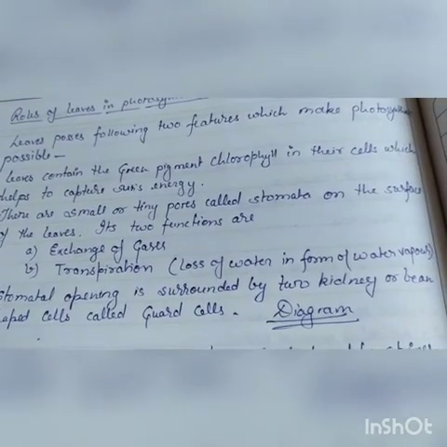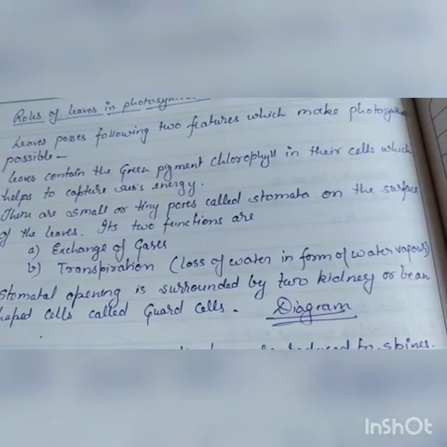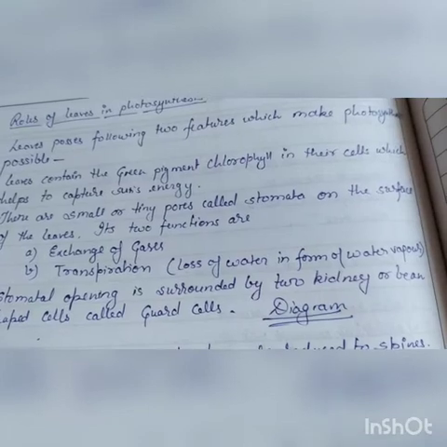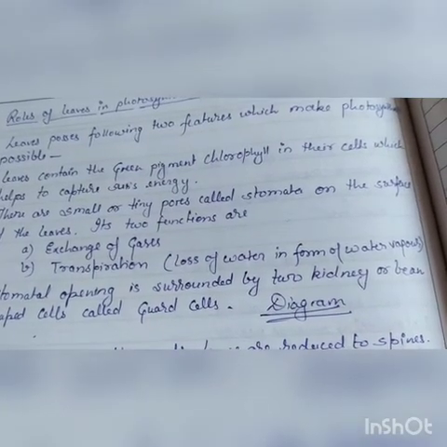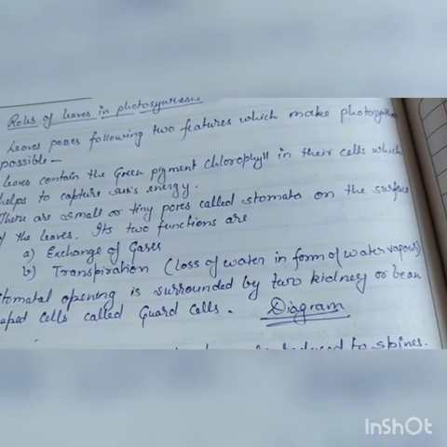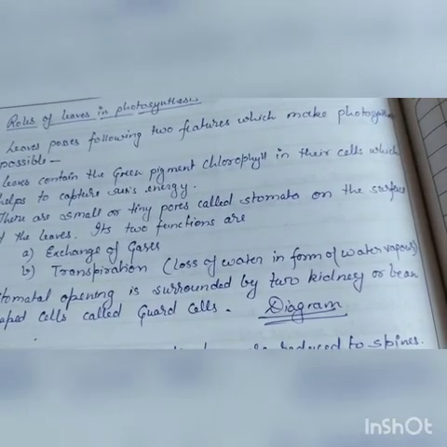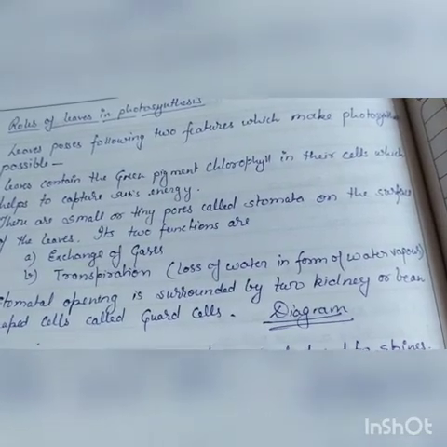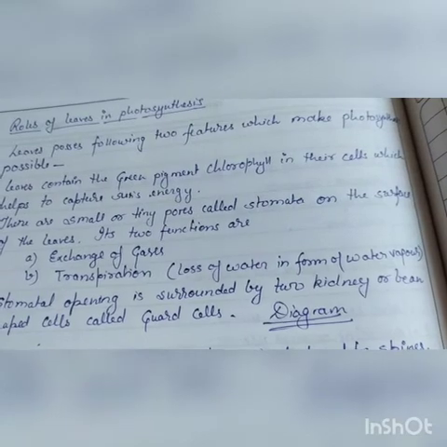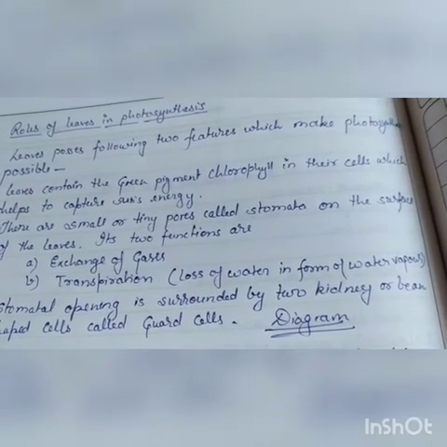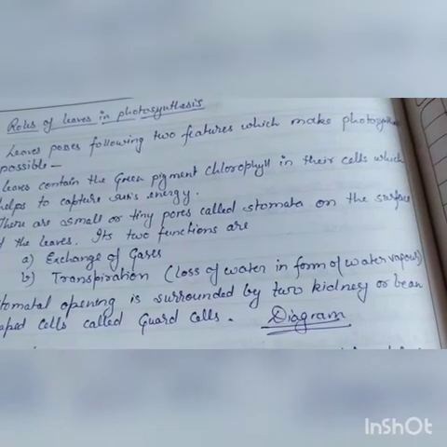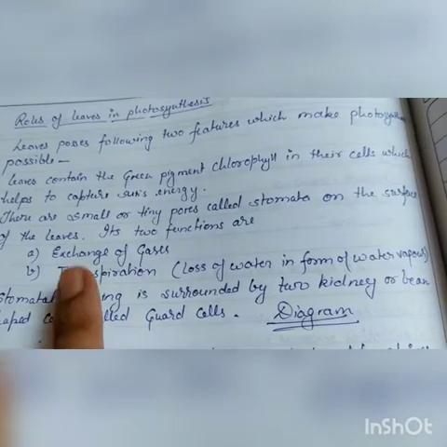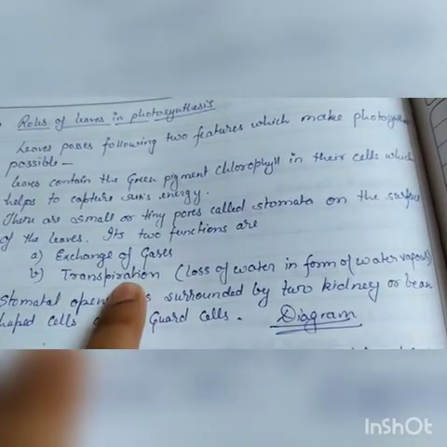And the second one is there are some small or tiny pores called stomata on the surface of the leaves. Through the stomata, what happens? Carbon dioxide from the atmosphere enters the leaves, and oxygen as a byproduct of photosynthesis, along with water, goes out of the leaves through these stomata. So stomata is a very important part. I will show you the diagram also. Please remember two of its functions, that is, one is exchange of gases and the second one is transpiration.